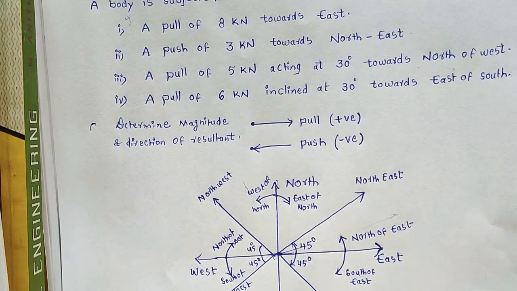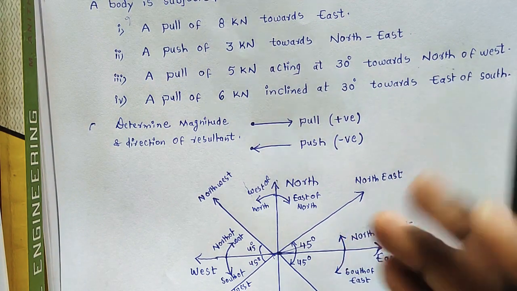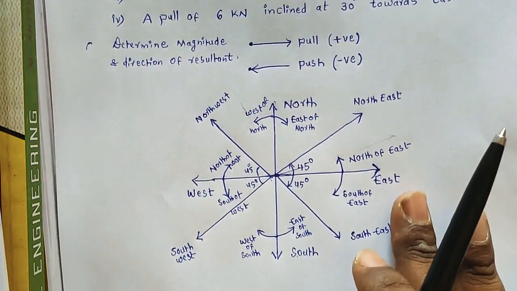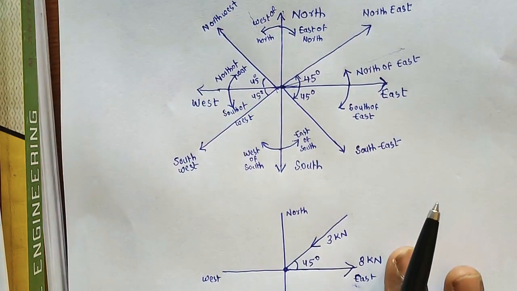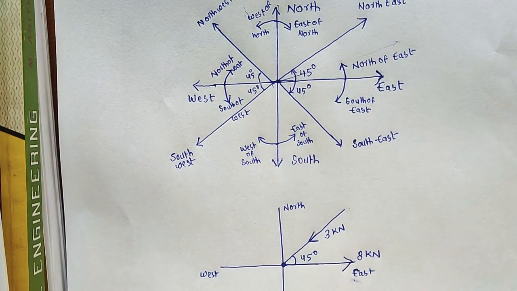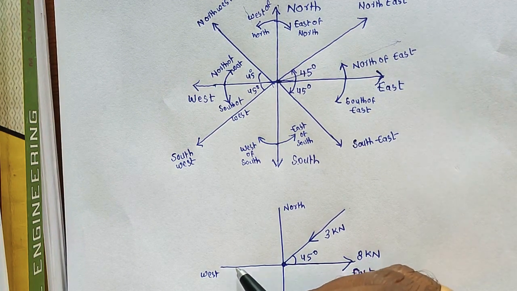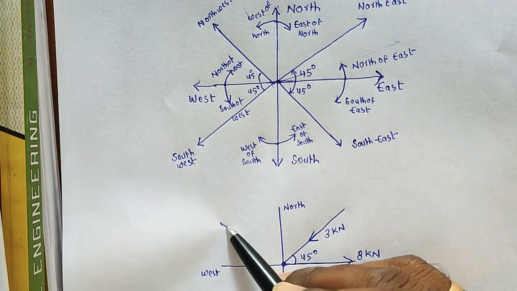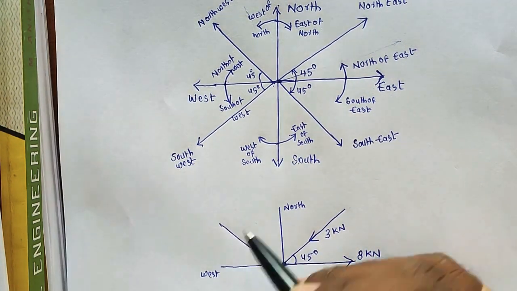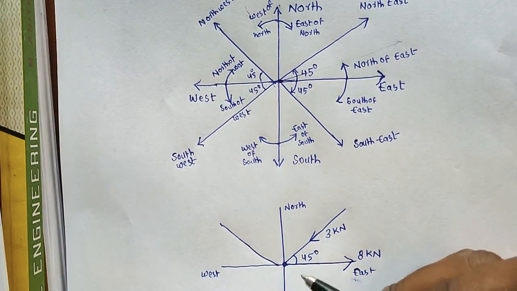So next one, a pull of 5 kilonewton acting at 30 degrees towards north of west. So north of west, that means from west to north. And it is making an angle of 30 degrees. So you have to draw a line in the region between north and west.